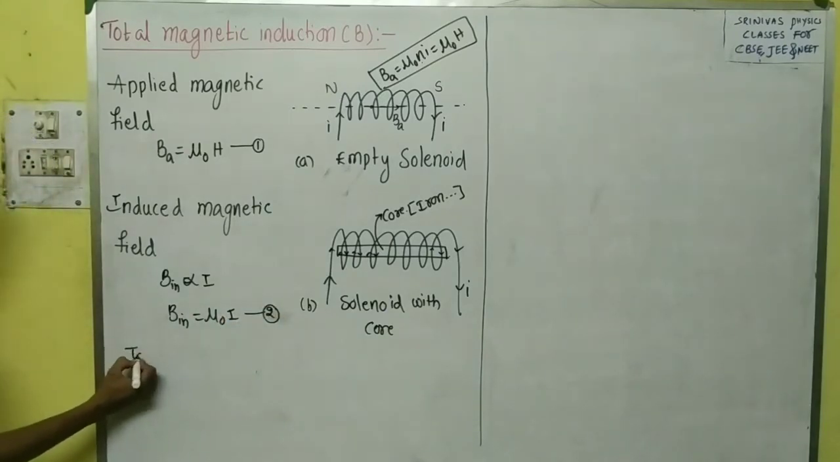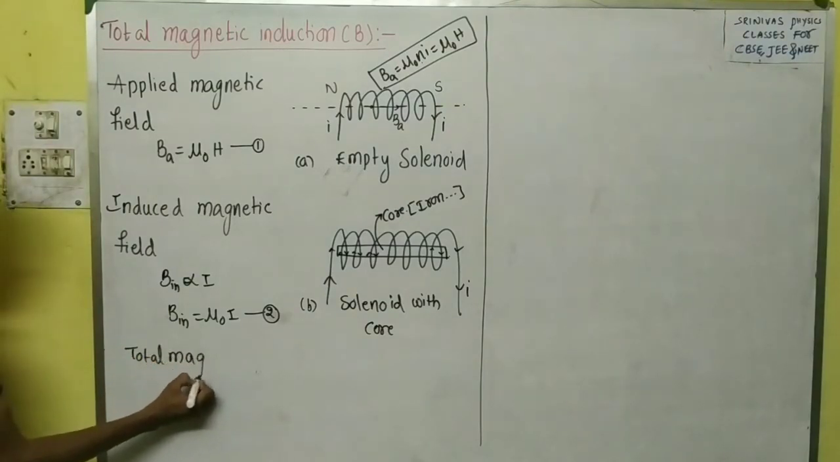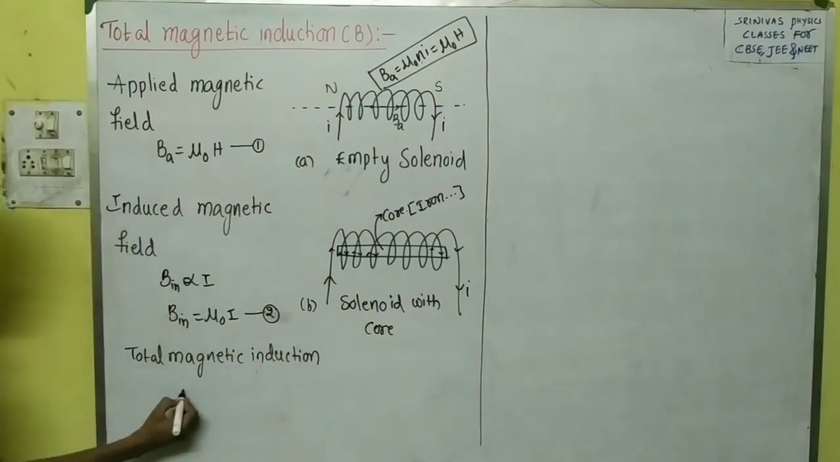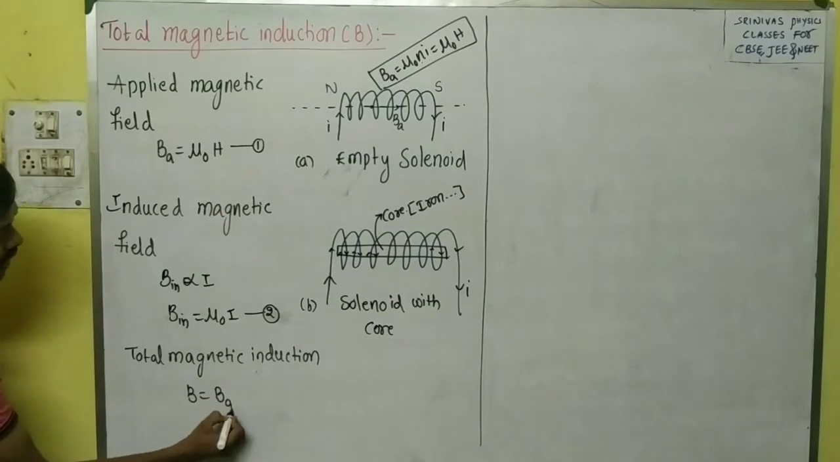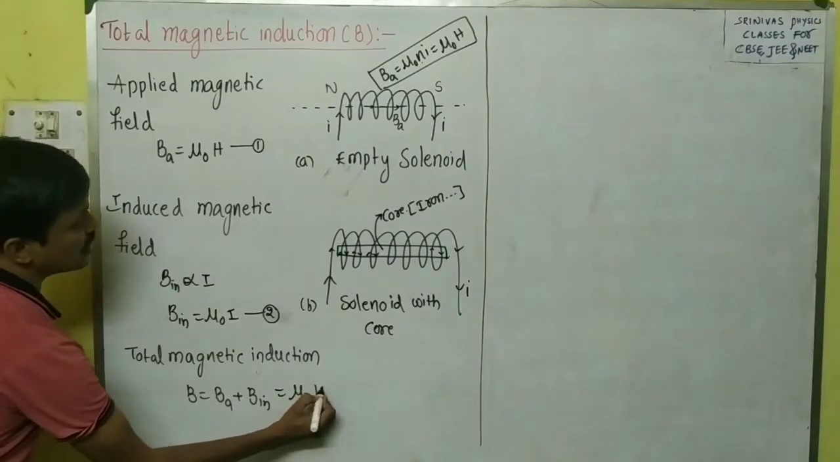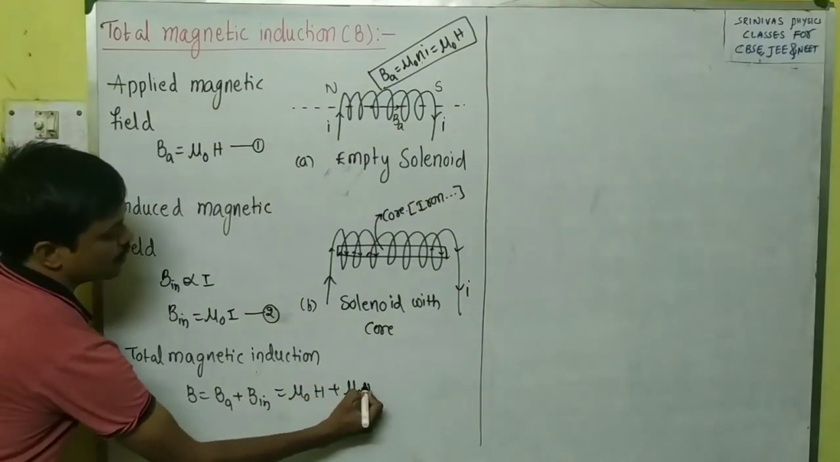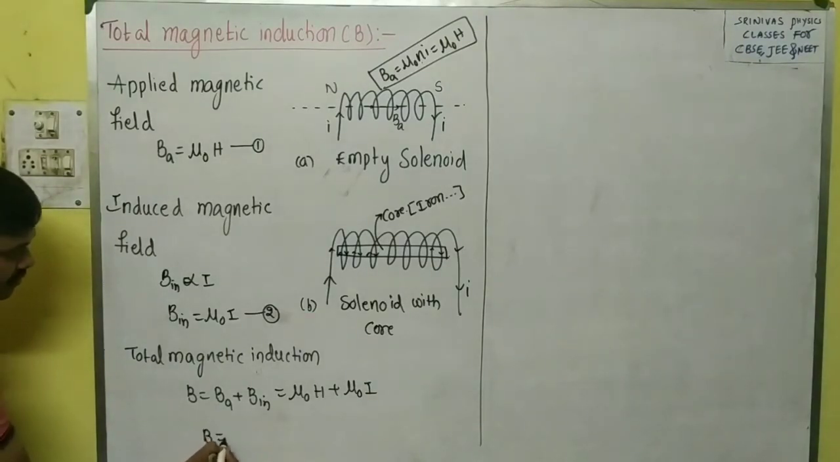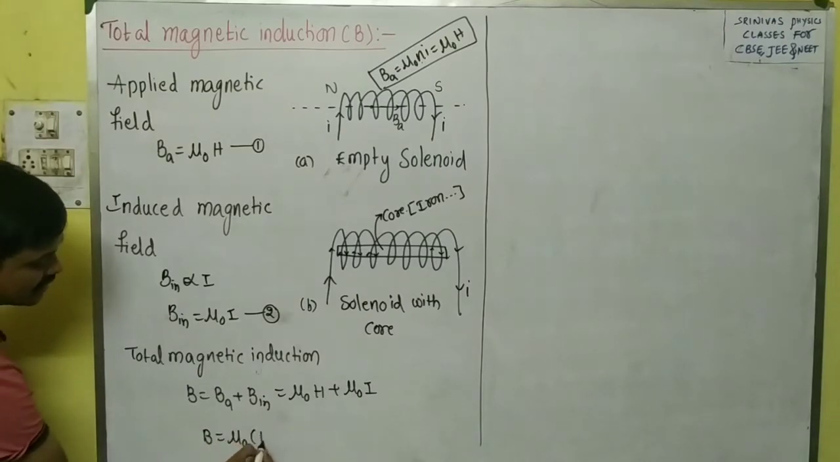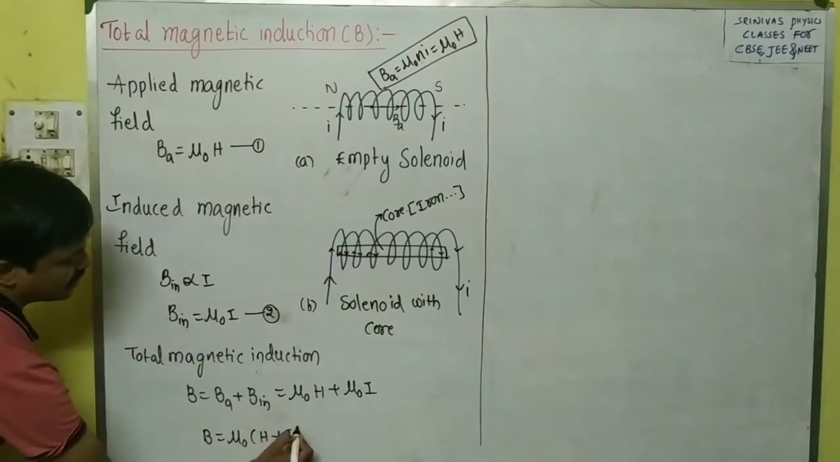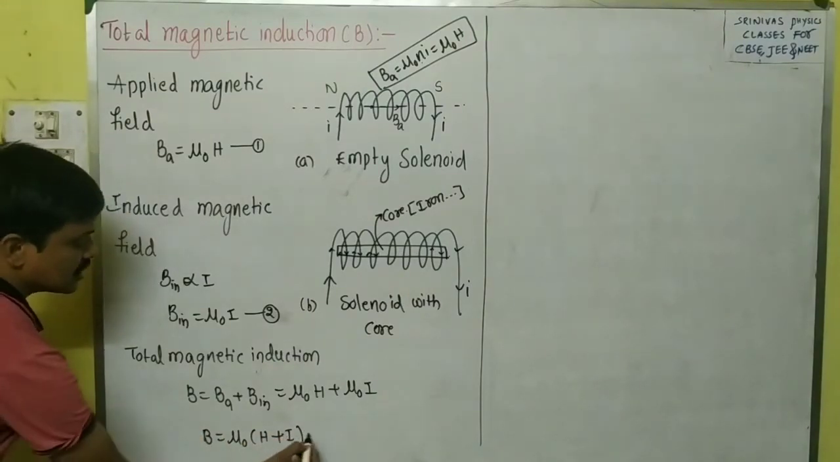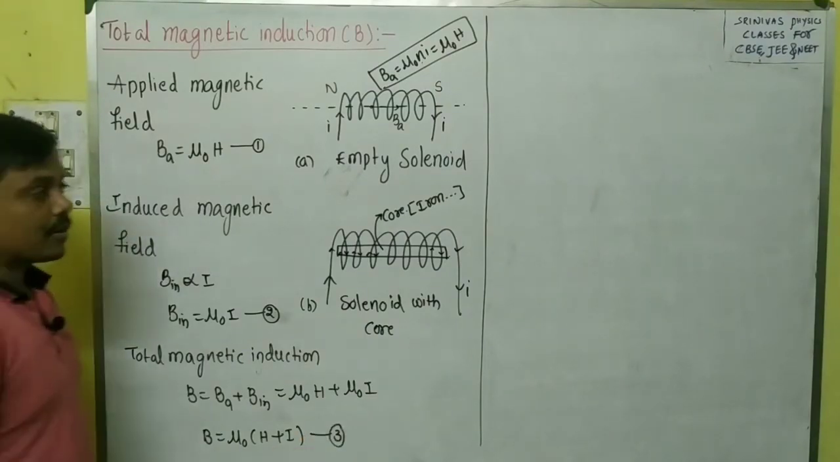Then I want the total magnetic induction, or the total magnetic field. The total magnetic induction is the applied magnetic field plus the induced magnetic field. That is, applied is mu naught H plus induced is mu naught I. We can take mu naught common here, we get mu naught times H plus I. Right. This is considered as equation 3.